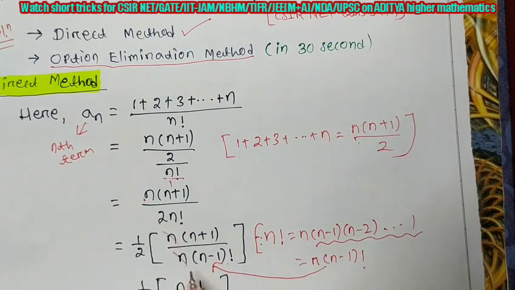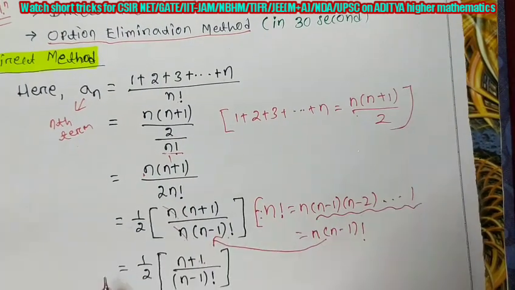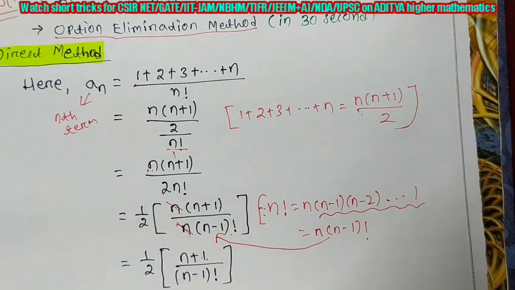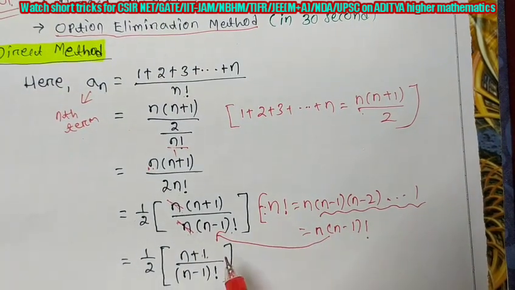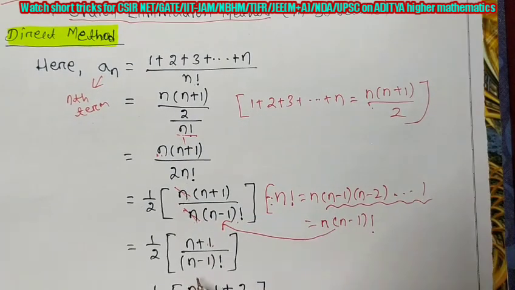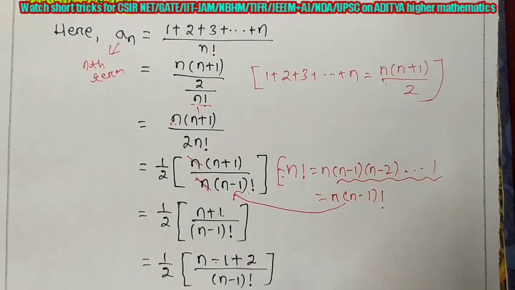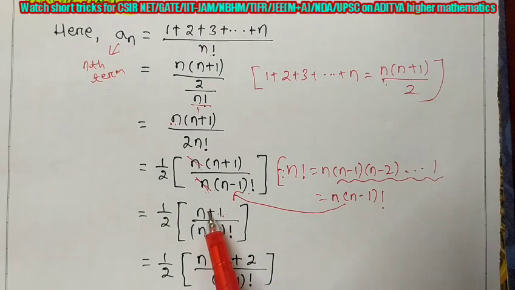Instead of n factorial, we are using n into n minus 1 factorial. Why? Because in the numerator there is one n. When you write it like this, that n and this n will cancel. So after cancellation, you get n plus 1 by 2 times n minus 1 factorial. Once again, in the denominator you can see n minus 1 factorial, but the numerator is n plus 1. So we will make that in terms of n minus 1. So I write n minus 1, and because it is plus 1, again you have to add plus 2. Then 2 minus 1 is plus 1.